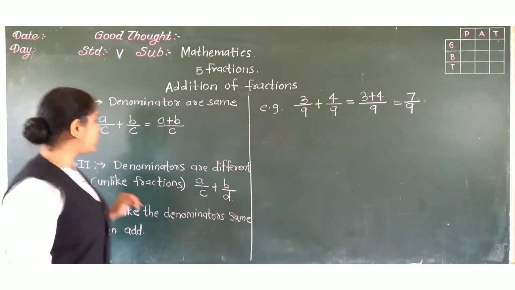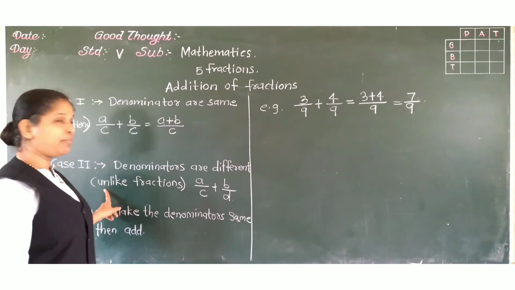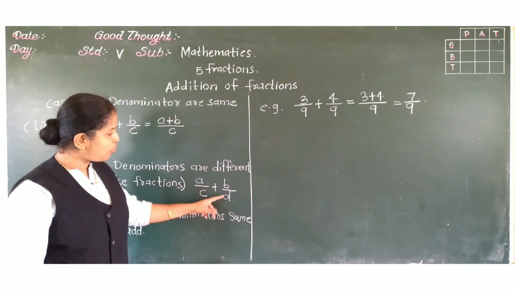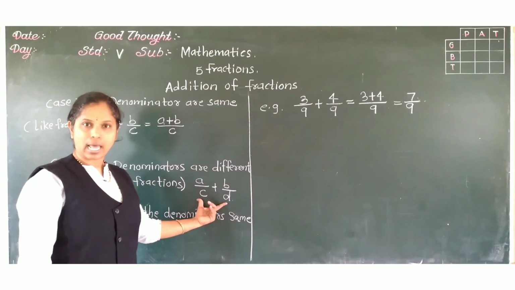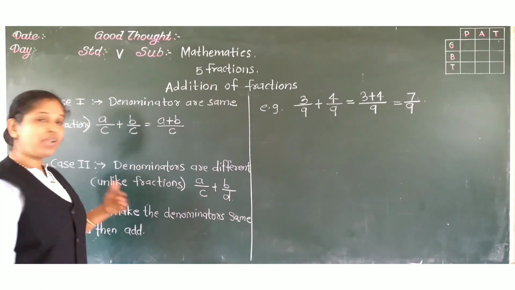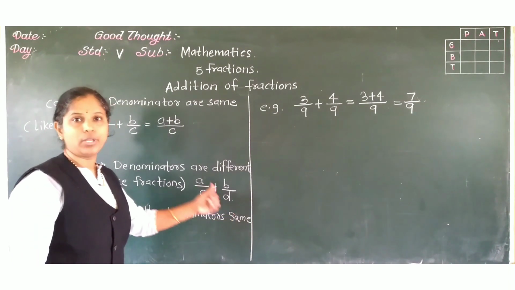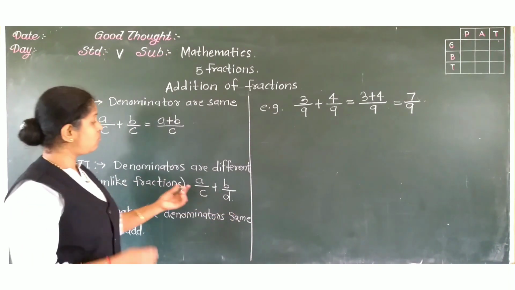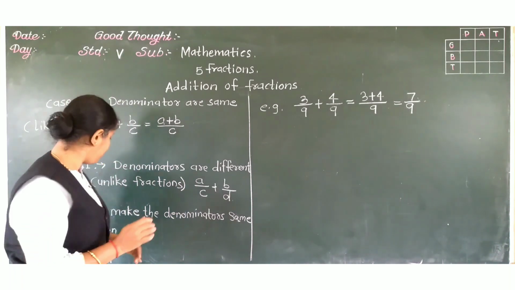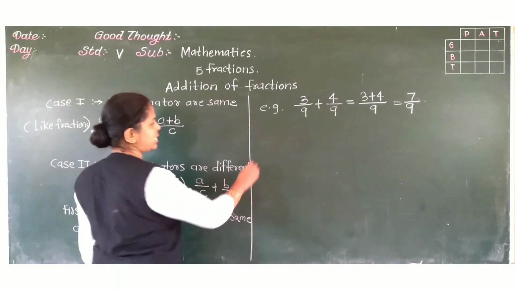Now in the second case, what is there? See, denominators are different. That means unlike fractions, that is a upon c plus b upon d. Look here, denominators, are they same? No, they are different. So what we have to do? We make the denominators same. Whatever different denominators are there, we have to make them same, and then we have to do the addition.